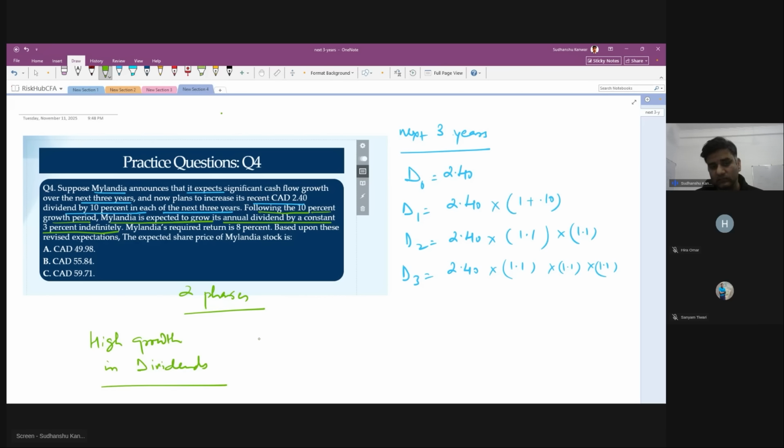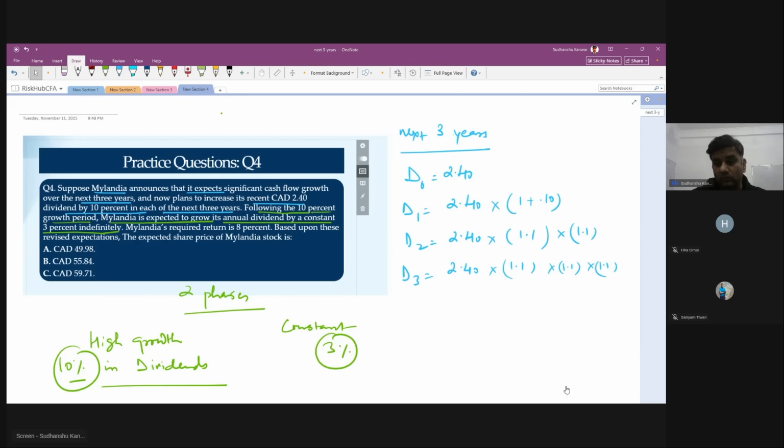One phase is on a constant 3% indefinitely. So one phase is 10%, another phase is 3%, right? I'll come to your questions now, don't worry. So there are two different phases of growth that we have to understand.